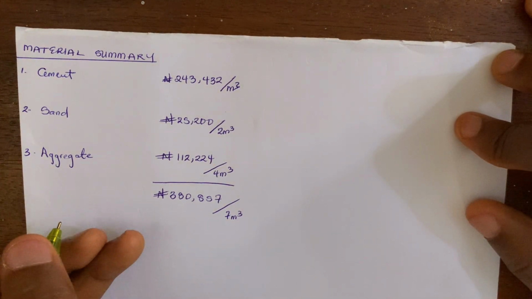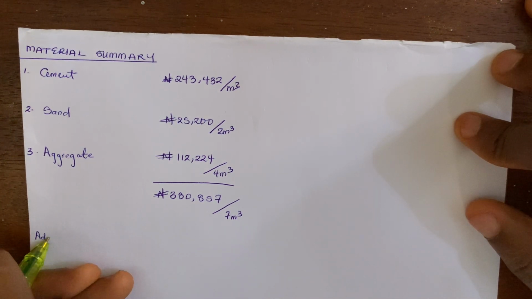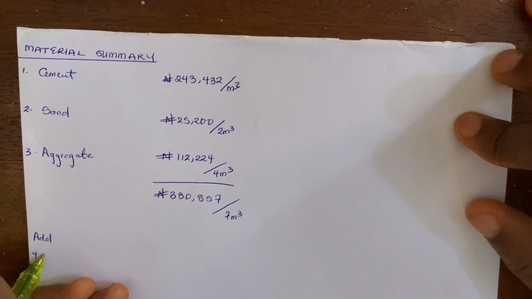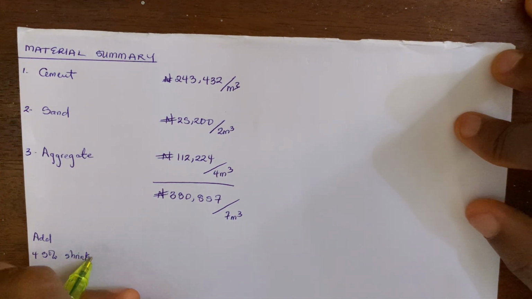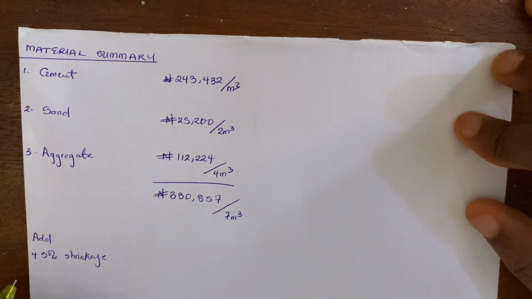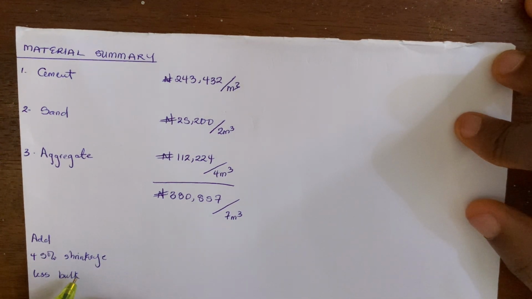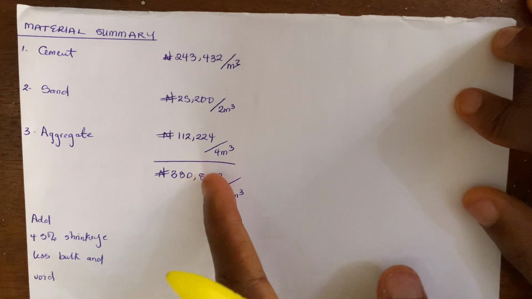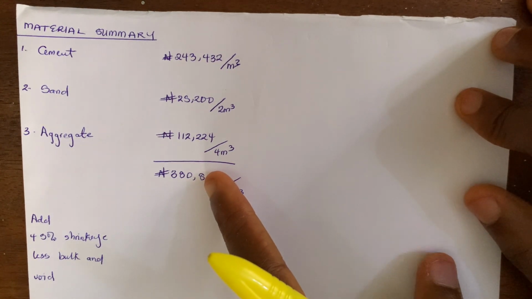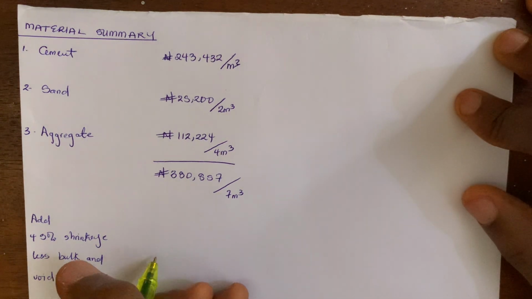Add 45% shrinkage. Shrinkage, less of bulk, and void. So 45% of this price is going to become 171,385.65.